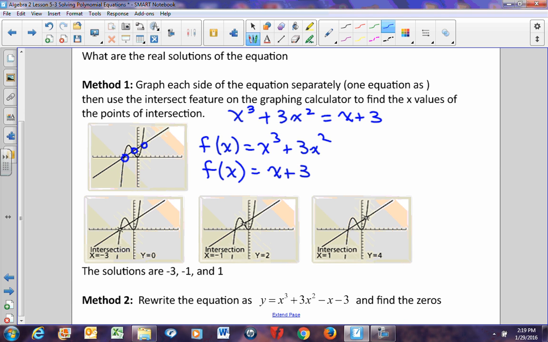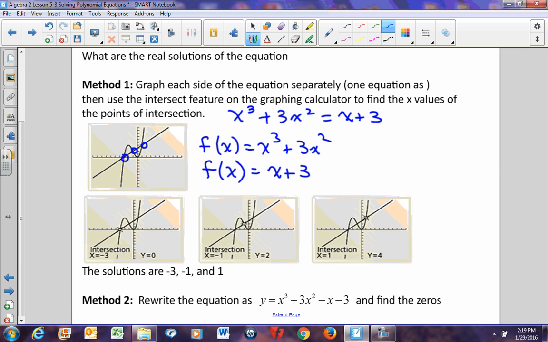So I get the 2 graphs, and the Inspire does it in color, which is really nice. Then I just need to go Menu, Analyze Graph, and it's going to give you all kinds of different things. Number 4 is intersection, and you're just going to ask for the intersection. Of course, you scroll it just like you did before. You're going to get a left bound and an upper bound, the left side and the right side, and it'll tell you where the solution is. Once you do that, you'll see that the solutions are -3, -1, and 1.